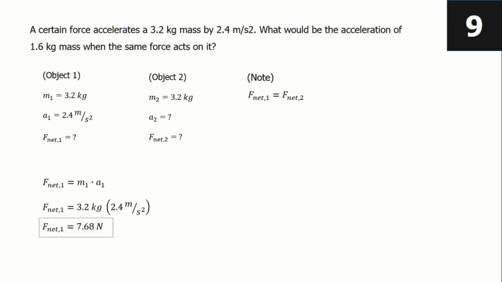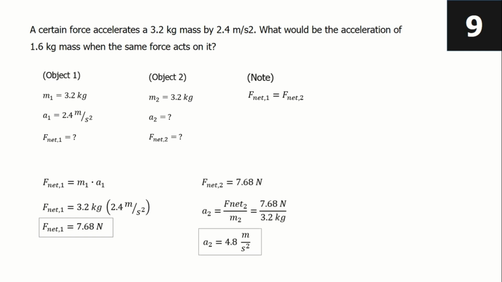So solving for the net force for object 1 first, 3.2 kilogram times 2.4 meter per second squared is 7.68 newtons. That is also the net force acting on object 2. And now we can use the acceleration equals net force over mass formula. 7.68 newtons divided by 3.2 kilogram will be equivalent to an acceleration of 4.8 meter per second squared, which is greater than A1, which is only 2.4 meter per second squared.